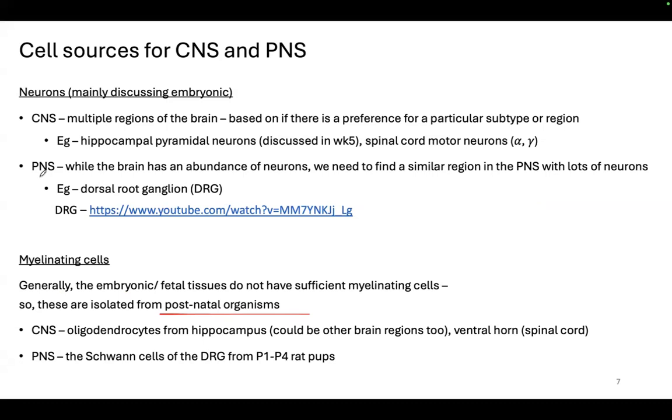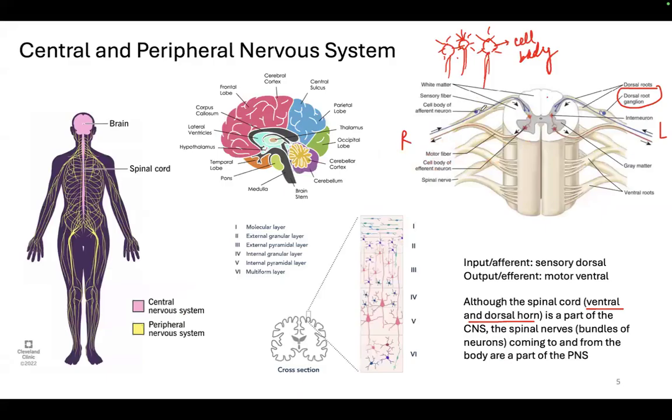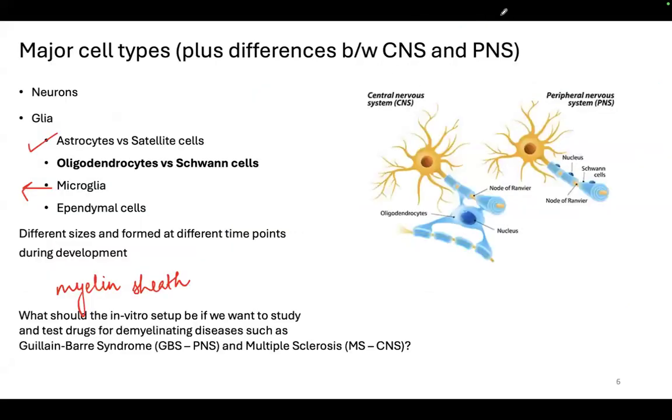You want to dissect a particular part where you can get enough number of neurons. A similar sort of region in the PNS, which has a lot of neurons, is the dorsal root ganglion, which we saw here. So the input that's coming from your body to the spinal cord. The place where you see this bulge is where all the cell bodies of these neurons are concentrated. So obviously there are all of these neurons there. Okay, so this whole set is what you can take.